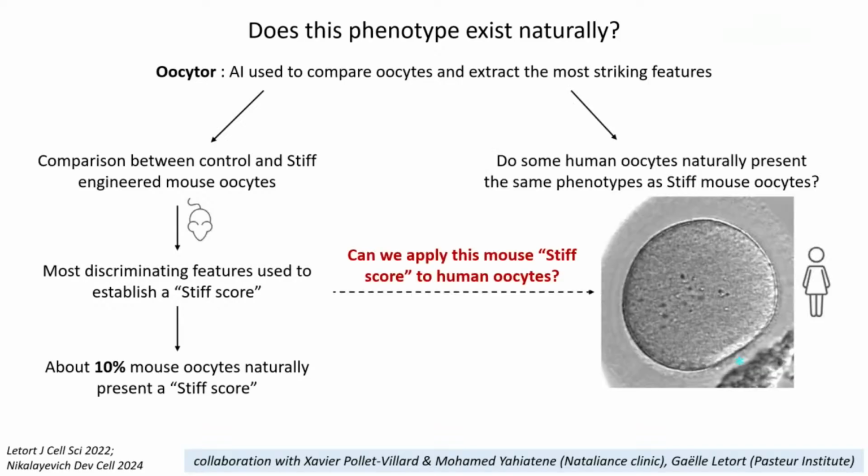So we want now to check if some human oocytes naturally present the same phenotype as stiff mouse oocytes. And for that, in collaboration with Xavier Paulet-Villard and Mohamed Yahya-Tien, we want to apply these stiff scores to human oocytes. Indeed, they have a database of maturating human oocytes, about, again, 300 movies that we used in other projects, that we want to run our stiff score on to see if we could see some of the phenotypes. And this is one example of an oocyte that could display this phenotype with a flattening here in the region that could polarize and a change in the aspect ratio of these cells that we also see in the mouse.